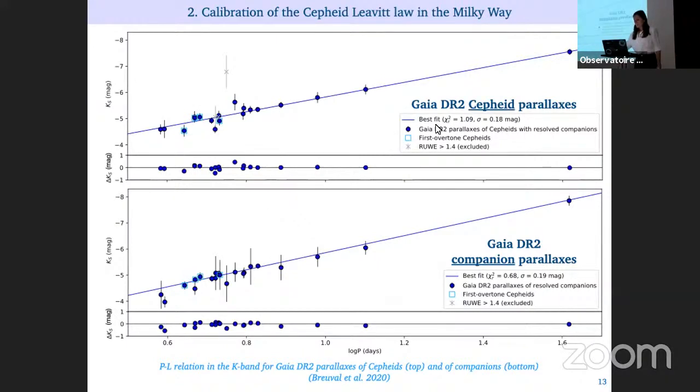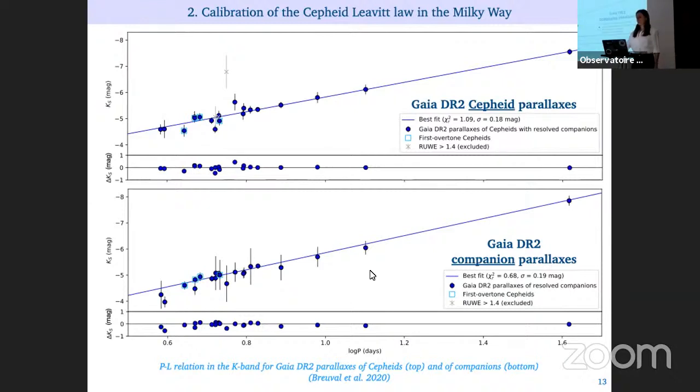So you can see the reduced chi-square is a bit higher with Cepheids. There is one outlier here that was excluded. And here with companions, the reduced chi-square is lower and the dispersion is similar. So it shows that with Gaia DR2, using companions instead of the Cepheids to calibrate the PL relation is really promising, and we have a gain in terms of precision.